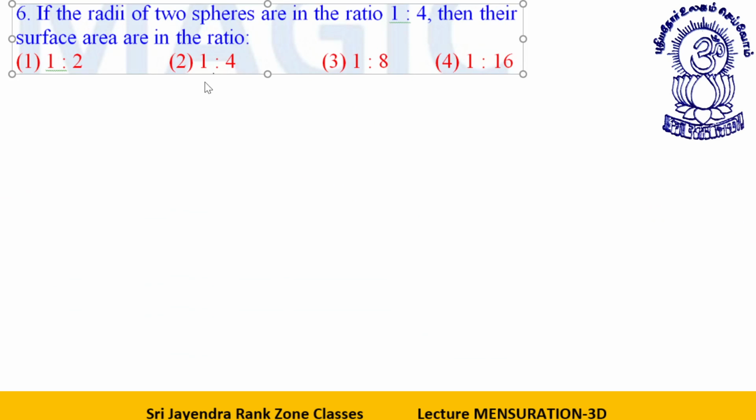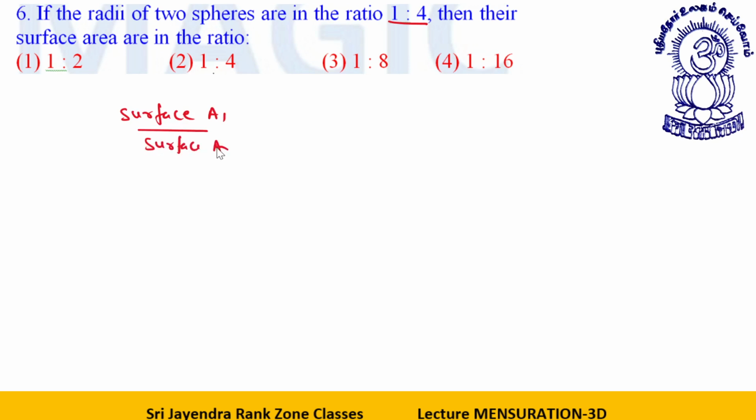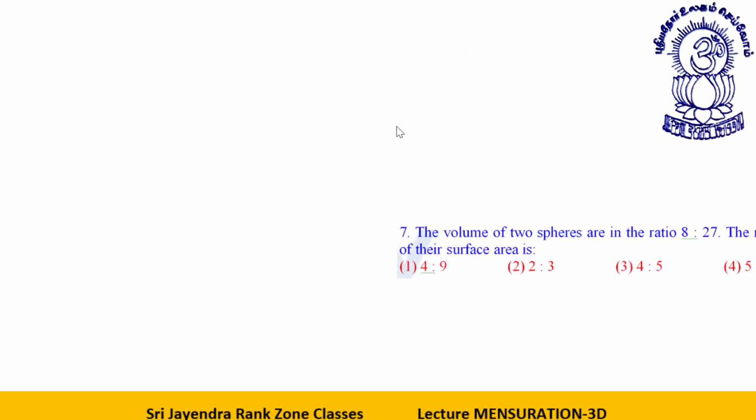If the radii of two spheres are in the ratio 1 is to 4, then the surface area will be, see directly, surface area of first upon surface area of second will be what? That will be r1 by r2 square directly. Now you know this thing, okay. So that will be 1 by 4 square, or you can say 1 is to 16, okay. Next one.